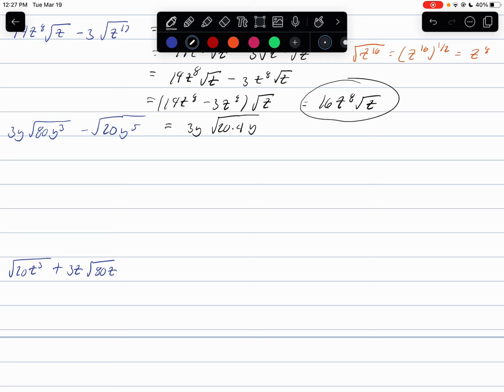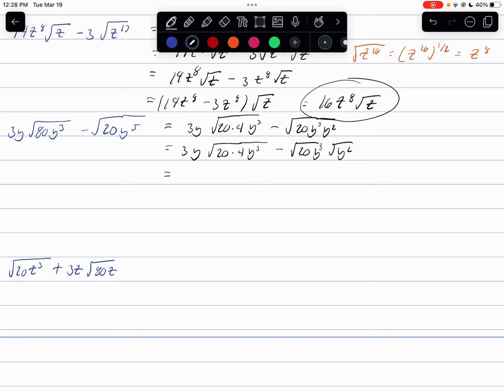But we can write this as y to the 3rd. And then we can have minus the square root of 20 y to the 3 times y squared. Okay? And the thought there is that we should be able to pull out that y squared pretty easily. So we have 3y times the square root of 20 times 4 times y to the 3rd. Okay? Minus the square root of 20 y to the 3rd times the square root of y squared.